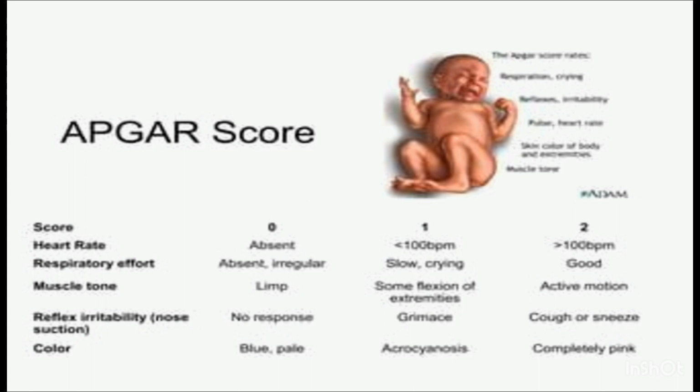Now the Apgar score. As you can see, this is the Apgar chart. Scoring is divided into heart rate, respiratory effort, muscle tone, reflex, and the color of the baby. Scoring is 0, 1, and 2. Heart rate is absent: 0, less than 100 beats per minute: 1, more than 100 beats per minute: 2. An Apgar score of more than 7 is a good score, and if less than 7, it indicates the baby needs medical attention.